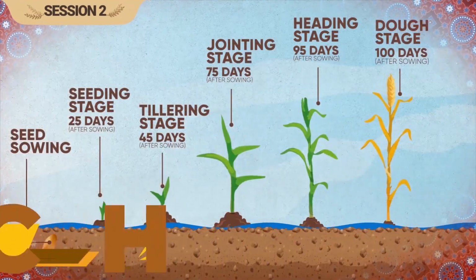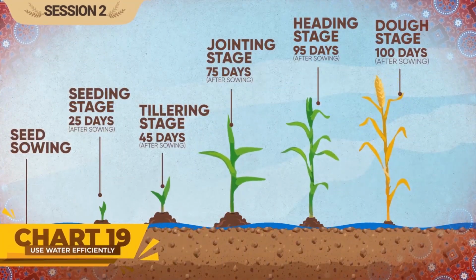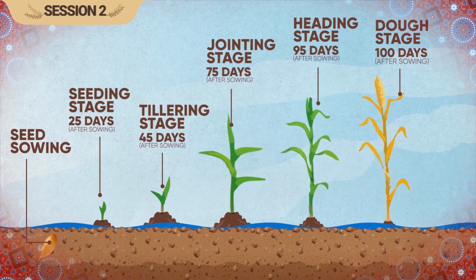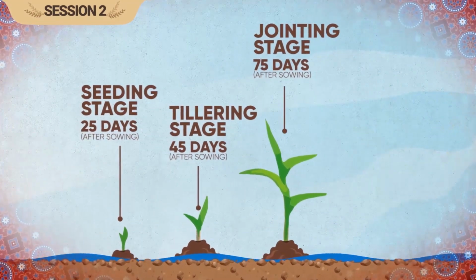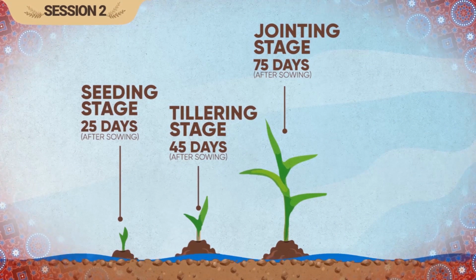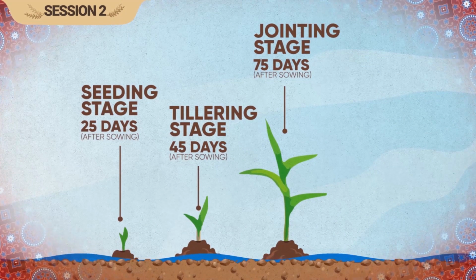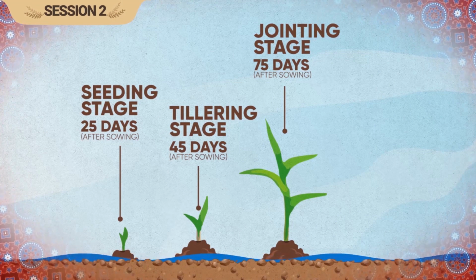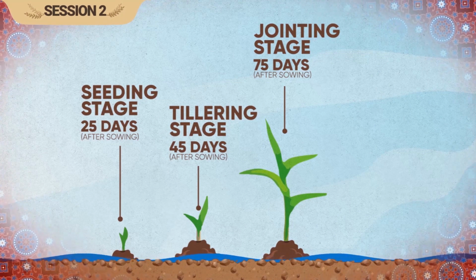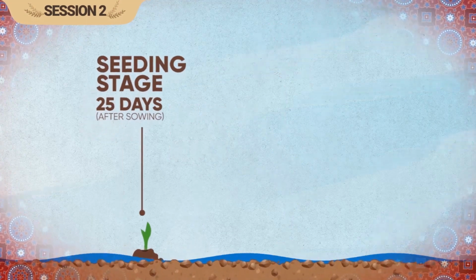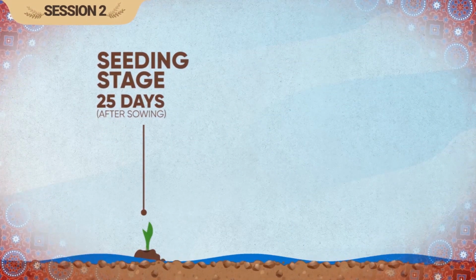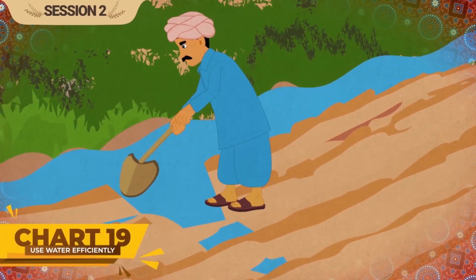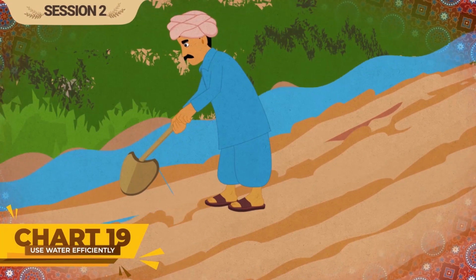Use water efficiently. Wheat crop requires 4 to 5 irrigations at different stages of growth. There are 3 critical stages, which increase crop yields, grain quality as well as improve the efficiency of other inputs such as fertilizers, herbicides and pesticides. First irrigation is normally 20 to 25 days after sowing. To maximize water use efficiency, maintain the bunds and level the fields.